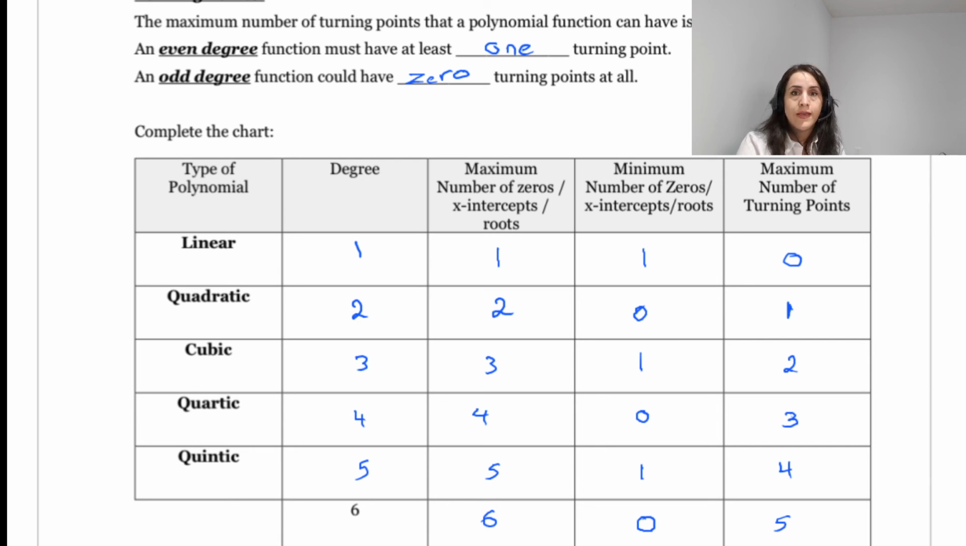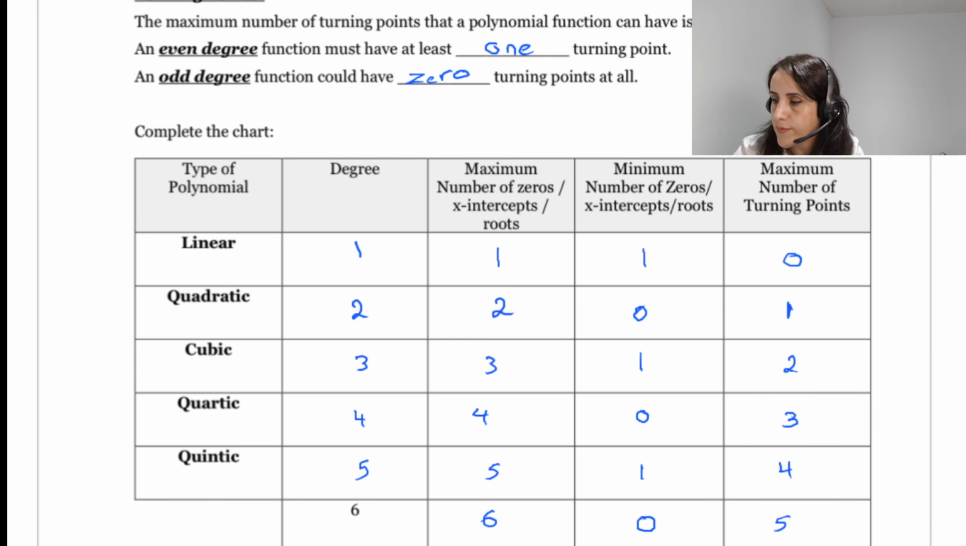In general, when the degree is n, the maximum number of zeros is going to be n. But if n is even, I am going to have 0 as the least number of zeros, and if n is odd, I'm going to have 1. But for turning points, it's always going to be 1 less than the degree of the function.